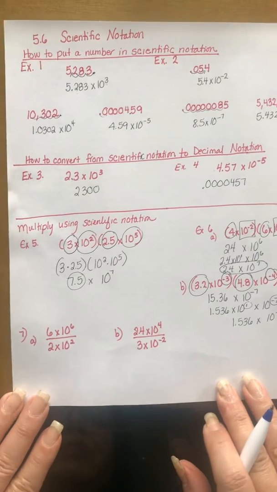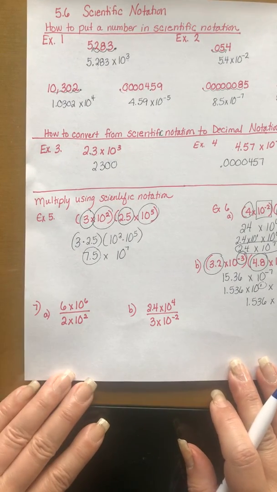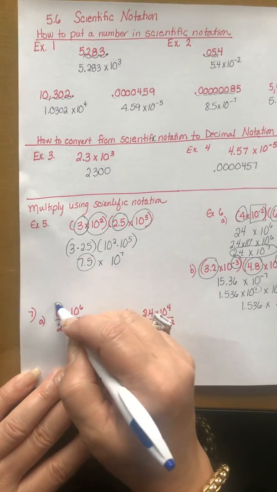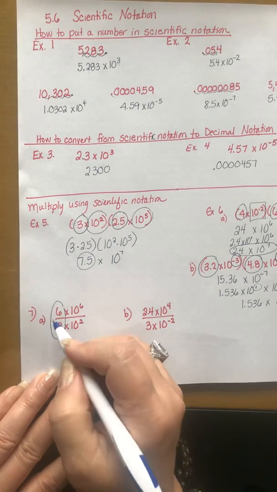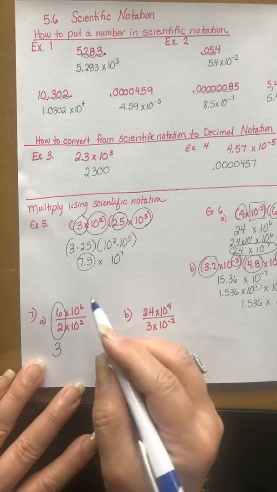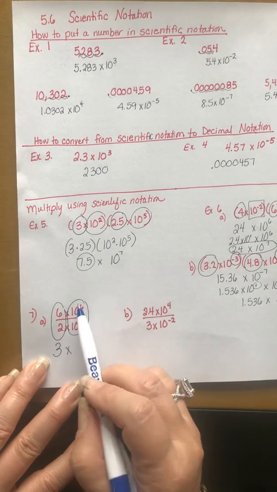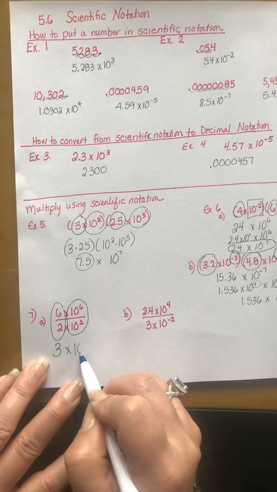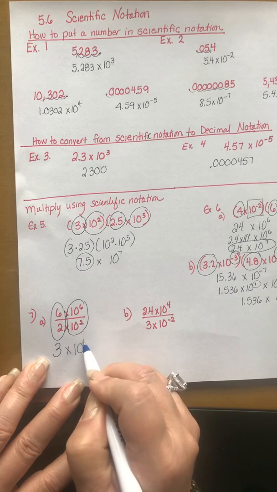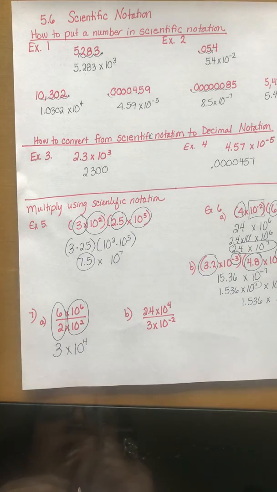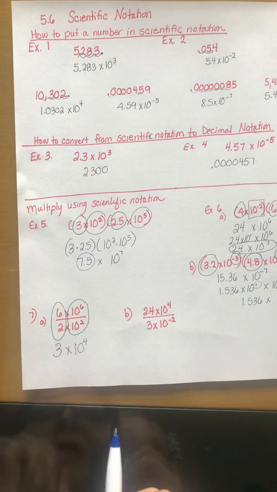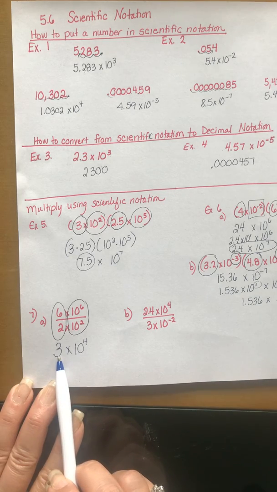Last two, how do you divide? Well, with division, you're going to divide the two lead numbers. 6 divided by 2 is 3. And we learned, what do you do when bases are the same and you're dividing? You keep the base the same, and you're going to subtract these. So 6 minus 2 is 4. And this is good because 3 is between 1 and 10.